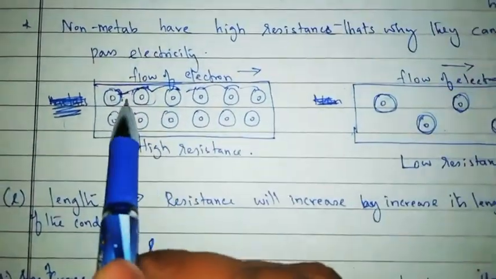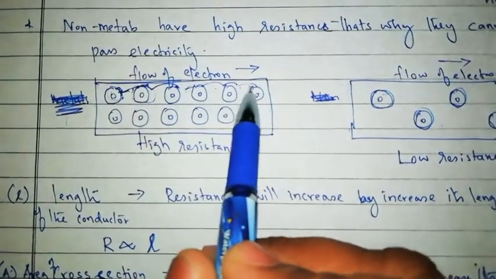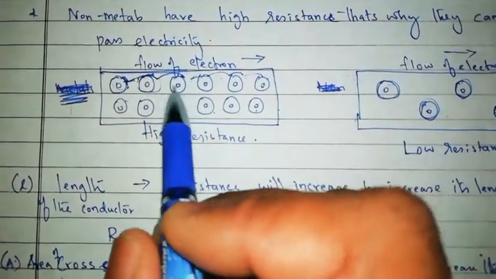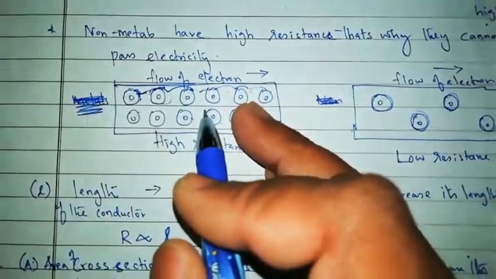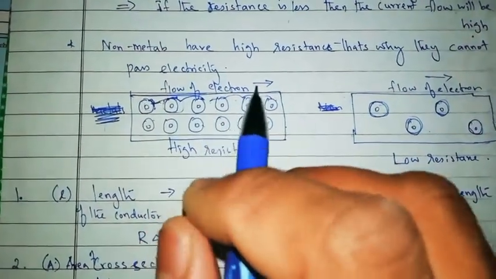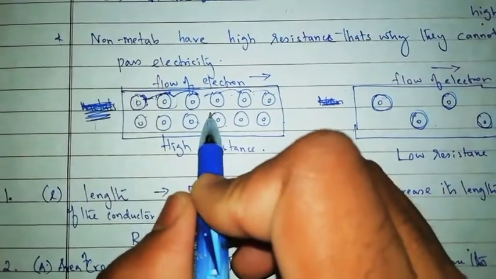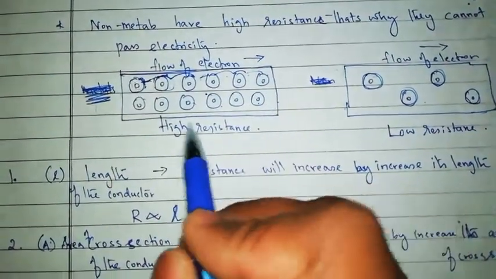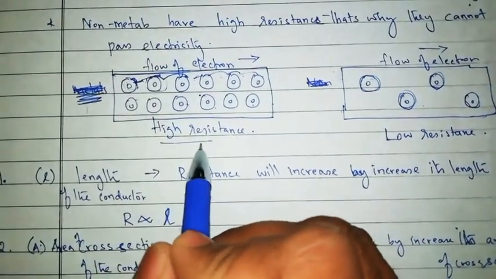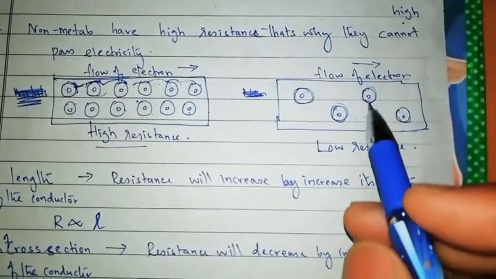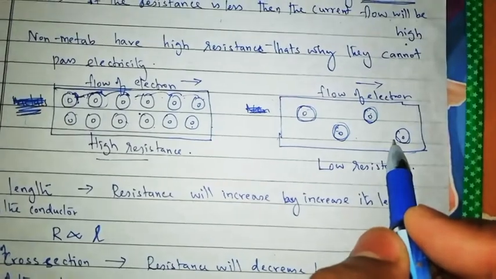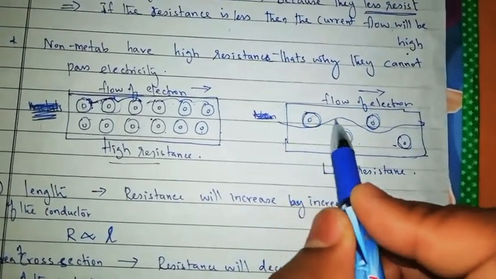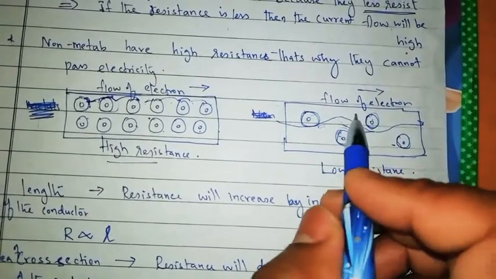So what happens if many electrons or many atoms are there? Definitely you can see it resists a lot. Okay, there will be high resistance. If there is a greater number of atoms, definitely there is high resistance. If there are very few atoms, the current flows very smoothly, just jumps along, and no one is stopping them.